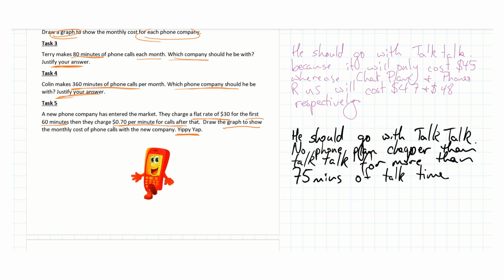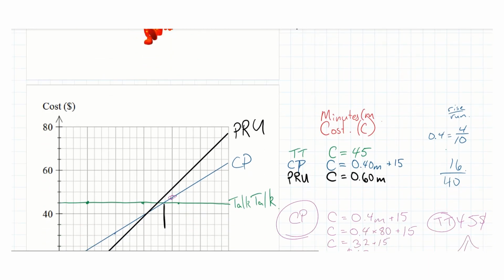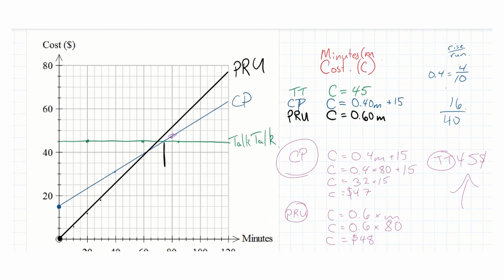Yeah? Okay, so a new phone company has entered the market. They charge a flat rate of $30 for the first 60 minutes, and then they charge 70 cents per minute for calls after that. Draw a graph to show the monthly cost of the phone calls. Okay, so we're going to choose one more color. I'll go back to the purple, and we're going to put it in for Yip Yip. Let me get rid of this weird purple thing if I can. I don't know if I can do it without getting rid of the blue line. That's what happened last time.